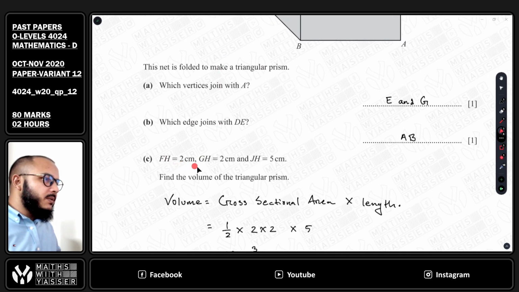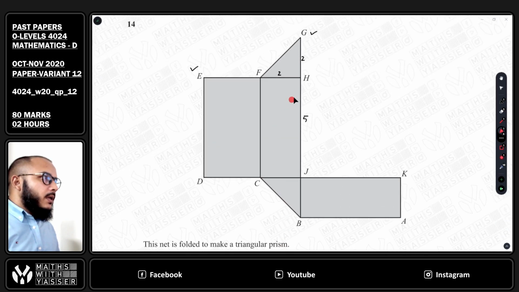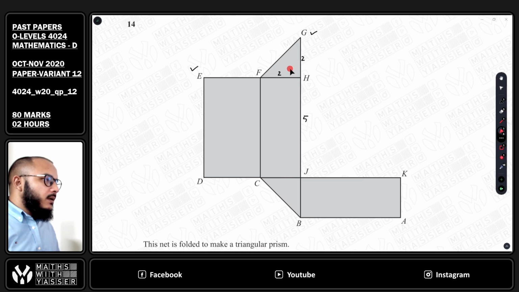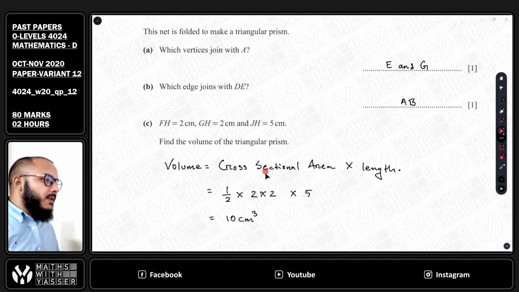It also says FH is 2 centimeters, GH is 2 centimeters, and JH is 5, and we need to find the volume of the triangular prism. When the prism is closed, it becomes a triangular prism, and we know that the volume of a prism is the cross-sectional area times the length. The cross-sectional area is the area of the triangle, which is half times base times height. The base is 2, the height is 2 and the length is 5. So it will be half times 2 times 2 times 5, which eventually gives us 10 centimeters cubed.